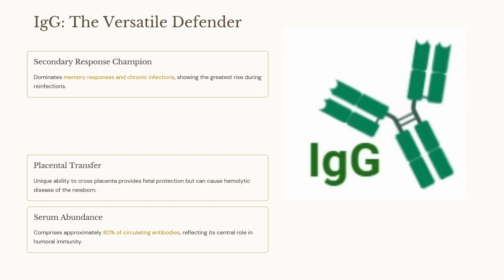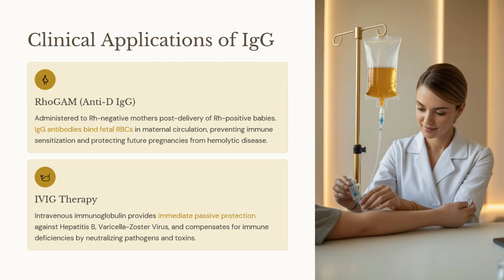Now let's move to IgG, which is the most abundant antibody in our body. IgG dominates the memory response and it rises during chronic infection. Because it is smaller than IgM, IgG can cross the placenta, protecting the fetus. It accounts for nearly 80% of all circulating antibodies.